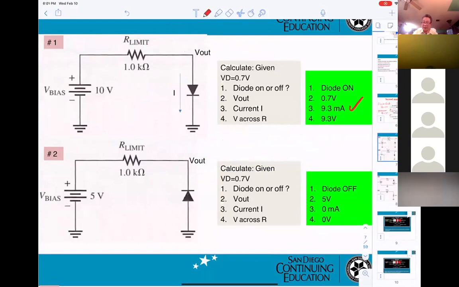Okay, for the next one, is the diode on or off? Diode off. You understand 5 volts here. So VD equals 0 volts here, 0 minus 5, minus 5 volts, which is less than 0.7. Diode off.